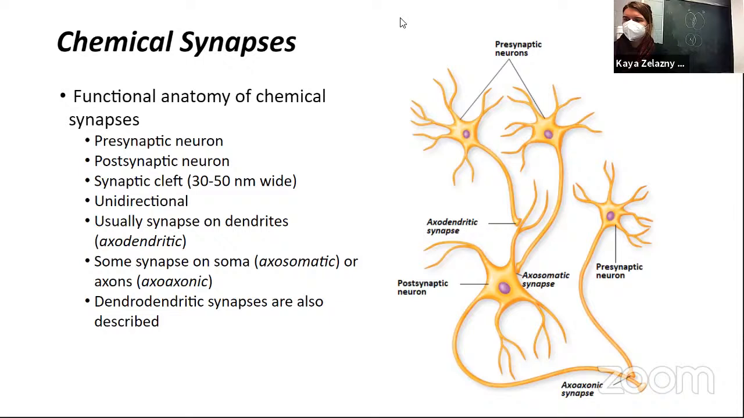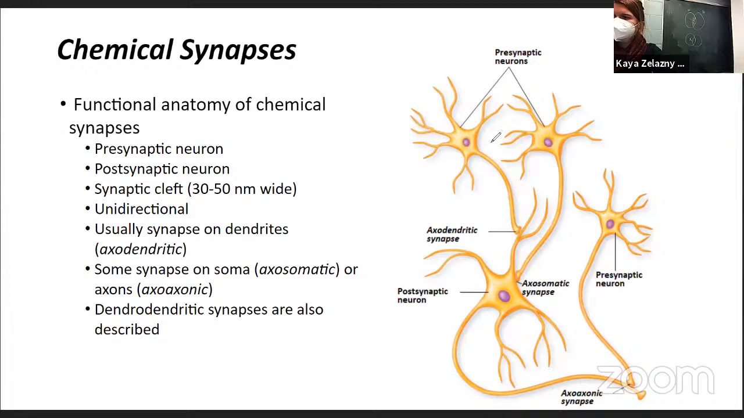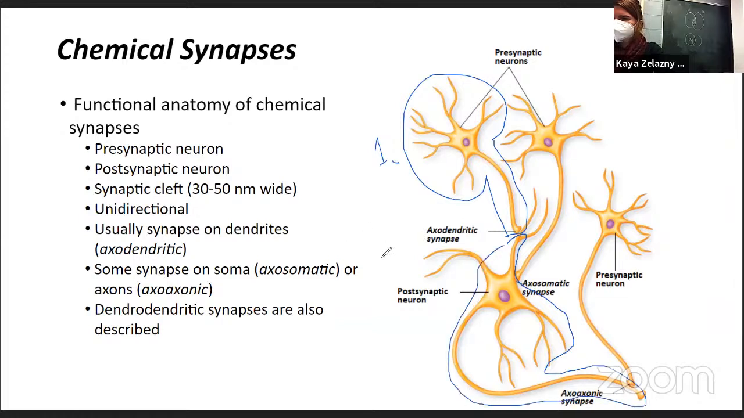We can take a look at the different parts. So this diagram is a fancier version of what I drew, right? So here we'd have a presynaptic neuron, right? So that's like neuron number 1. Here's our presynaptic. We can see it's an axodendritic connection here. So here is our second neuron in the chain. That's number 2. That's the one receiving the signal.